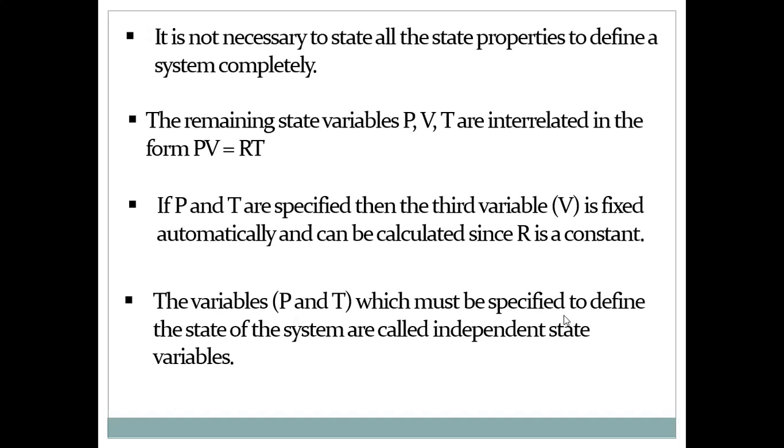It is not necessary to state all the state properties to define a system completely. The remaining state variables, pressure, volume, temperature, are interrelated in the form, we have that formula, pressure times volume is equal to our constant R and then temperature. So if pressure and temperature are specified, then the third variable, volume, is fixed automatically and can be calculated since R is a constant. The variables P and T, which must be specified to define the state of the system, are called independent state variables.